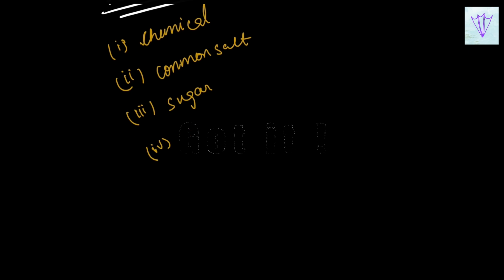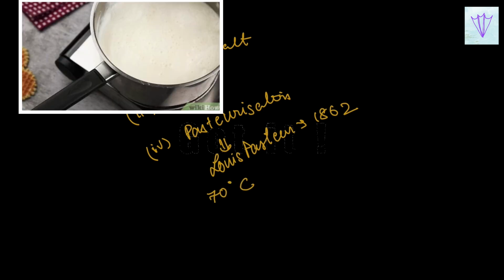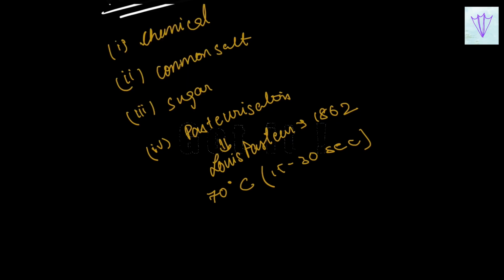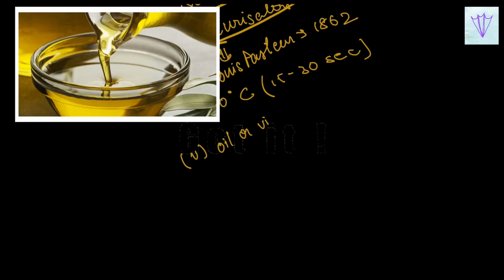The next method is pasteurization. This method was invented by Louis Pasteur in 1862 for the preservation of milk. As we know, milk gets contaminated very easily by the action of microorganisms. To prevent this, milk is heated to around 70 degrees Celsius for 15 to 30 seconds and then suddenly chilled and stored. This process is called pasteurization. The next method is by oil or vinegar.